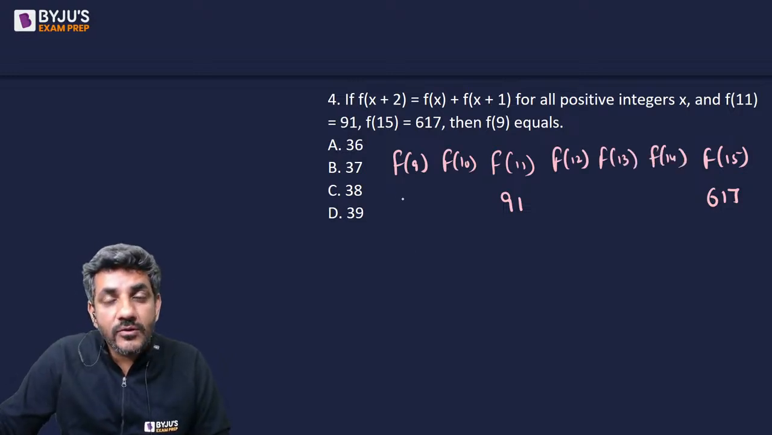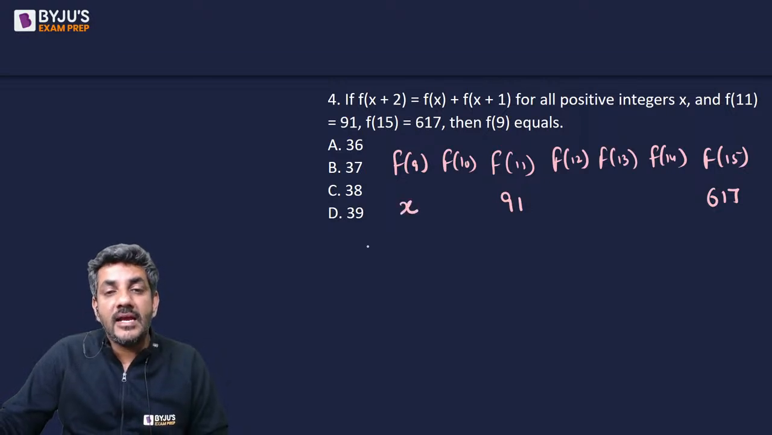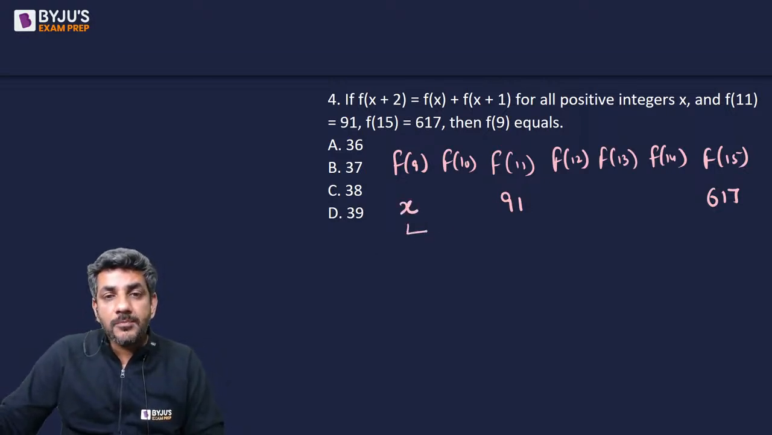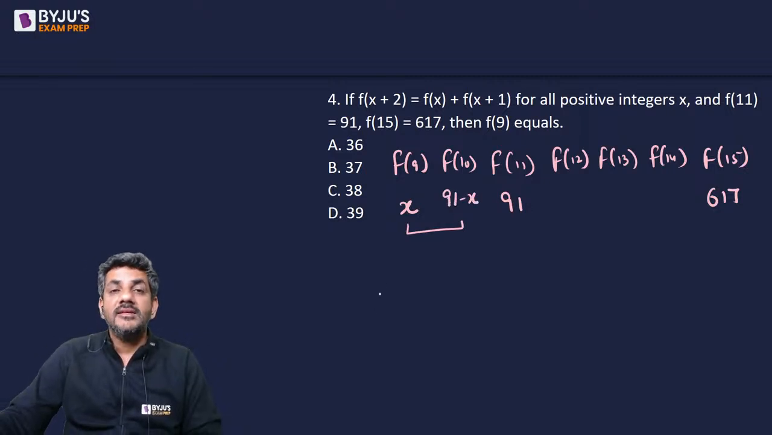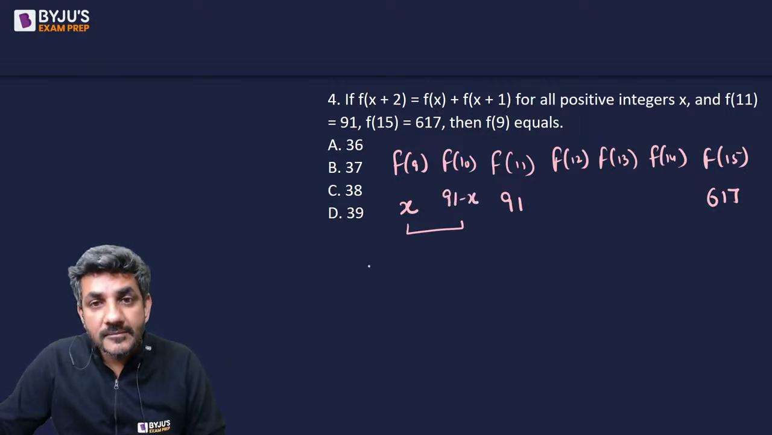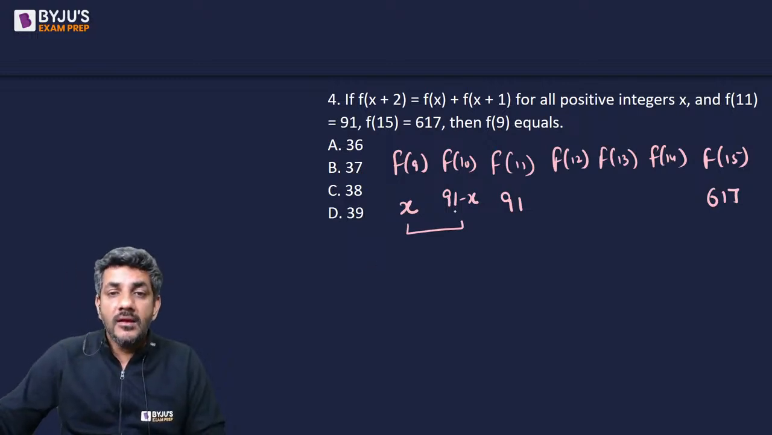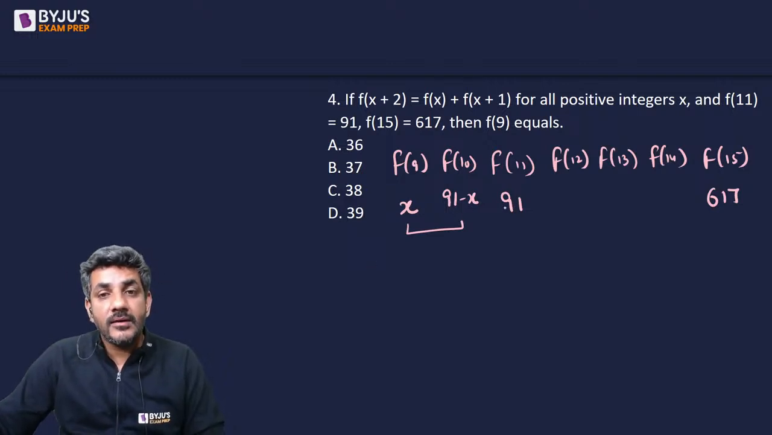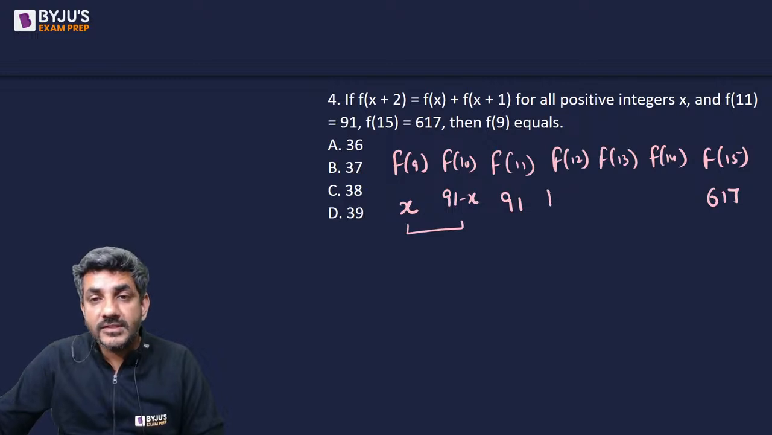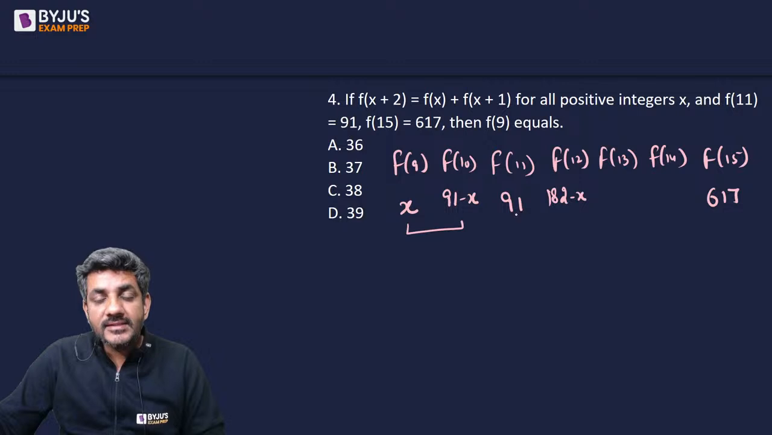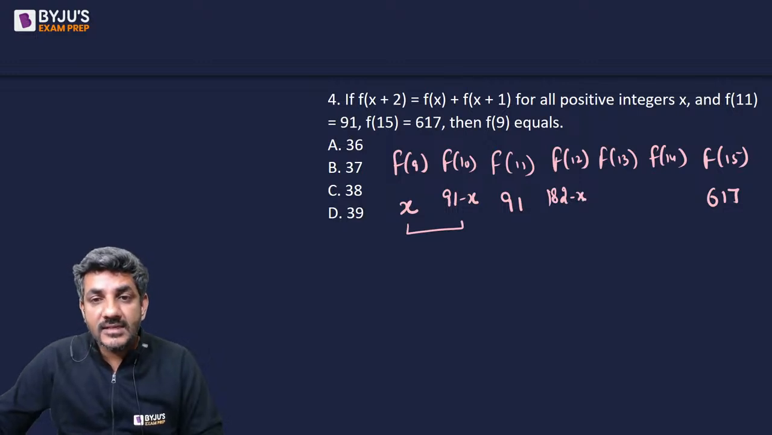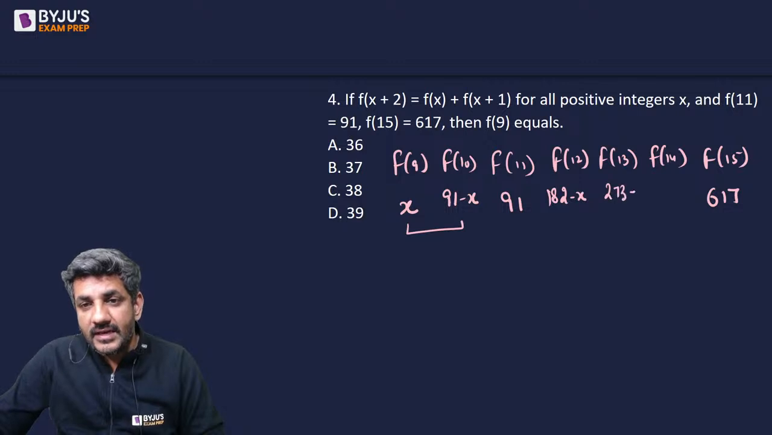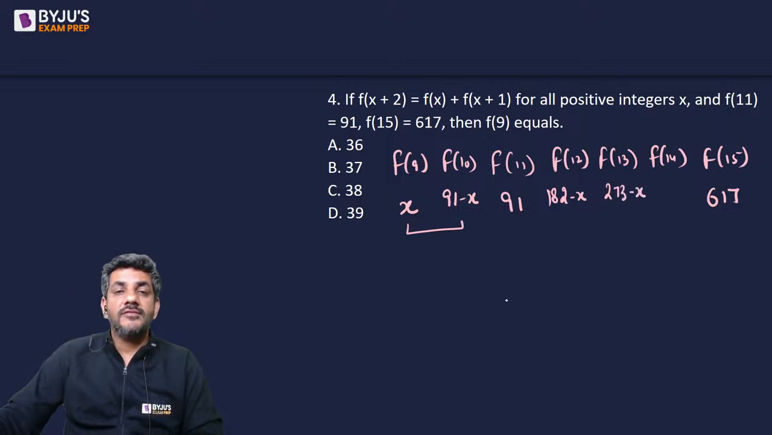Because I have to calculate f of 9, I am assuming that as x. Now x plus f of 10 is 91. So can I say f of 10 is 91 minus x so that their sum becomes 91? Next, 91 minus x plus 91, their sum should be f of 12, which is equal to 182 minus x. 182 minus x plus 91 is f of 13. So let's add them. This gives me 273 minus x as the sum of these two.